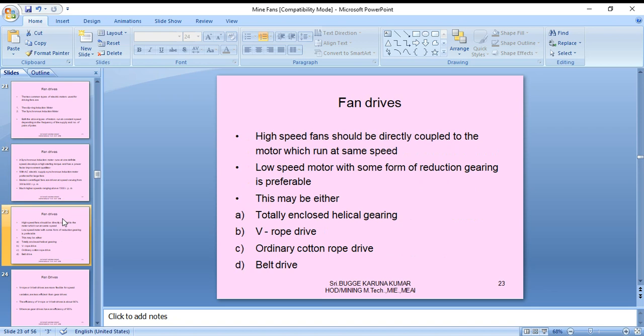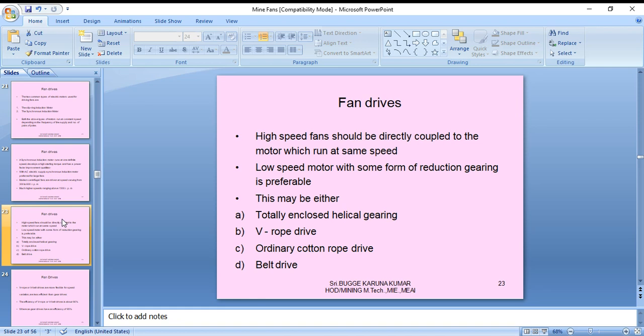Fan drives. High speed fans should be directly coupled to the motor, which runs at the same speed. Low speed motors with some form of reduction gearing are preferable. This may be either totally enclosed helical gearing, V-rope drive, ordinary cotton rope drives or belt drives, depending on the case.